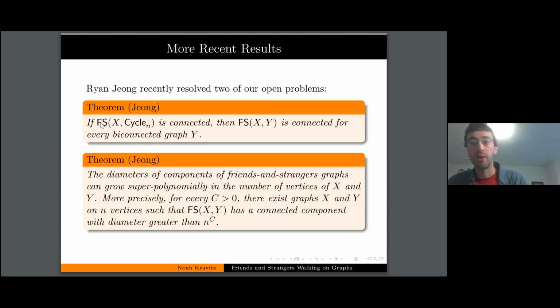Okay, and Ryan proved one more result, which is that there exist graphs X and Y such that their friends and strangers graphs have components whose diameters grow super-polynomially in the number of vertices. This is somewhat surprising, and the construction of the families of graphs is quite elaborate. So I just wanted to mention this result as well.